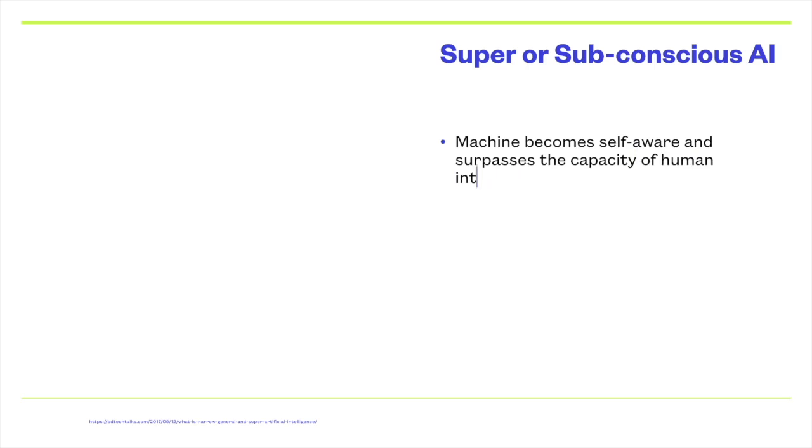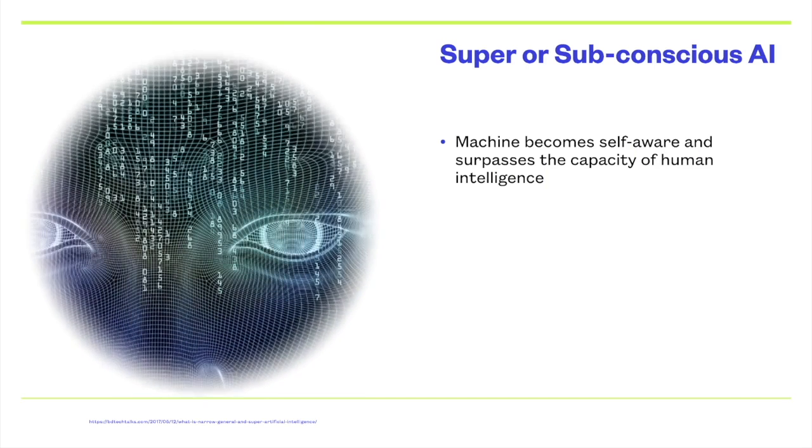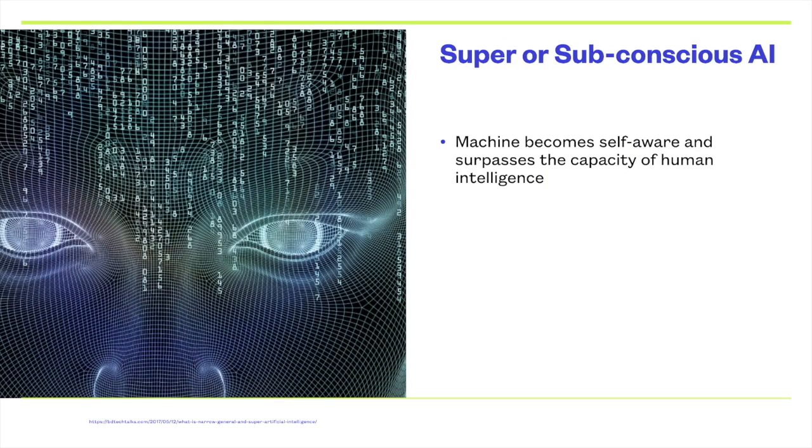Moving on to the third form of AI, which is super or subconscious AI. Now, once again, I think we are moving into the Matrix zone, right? I'm sure a lot of you have seen the movie Matrix, and this is the point where the machine actually becomes self aware and surpasses the capacity of human intelligence, and it would theoretically be better at everything than us. So, not just at playing chess, not just at playing the game Go, not just flying airplanes on autopilot mode, but overall.